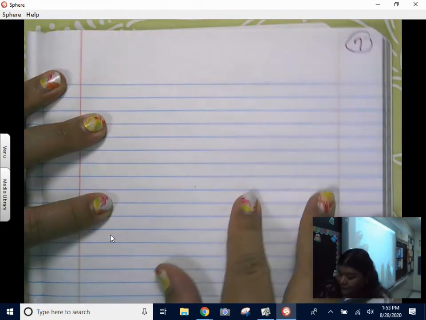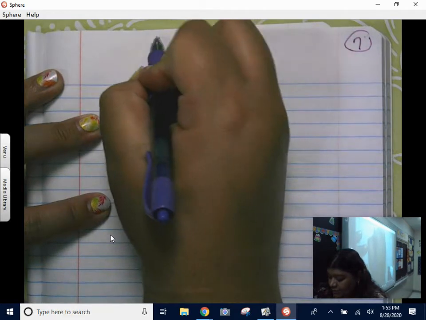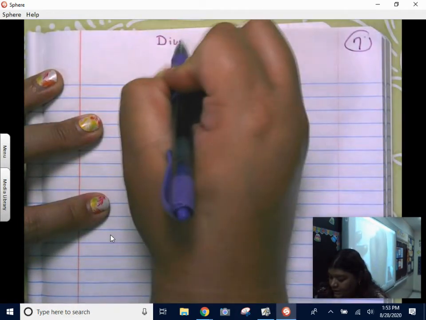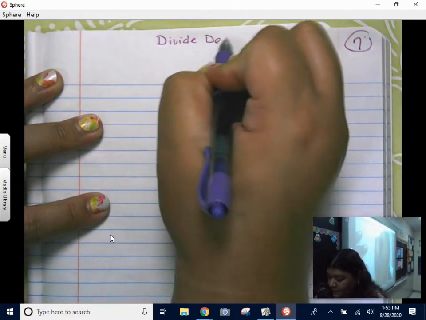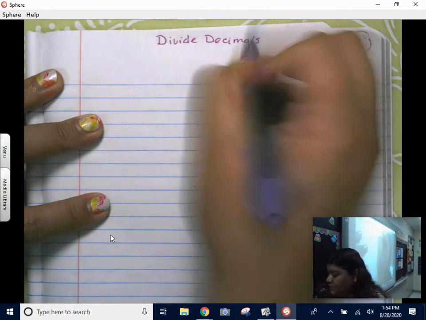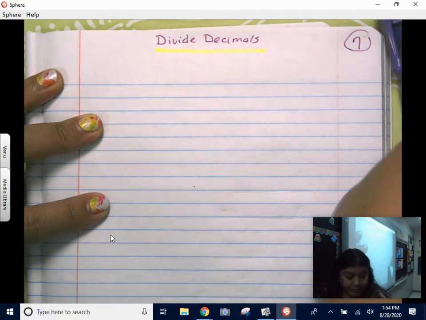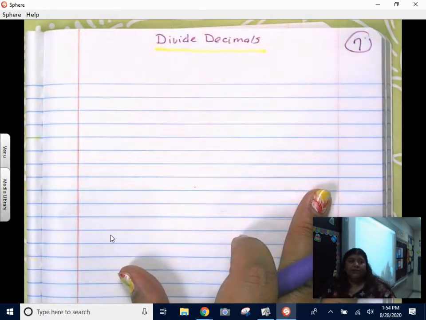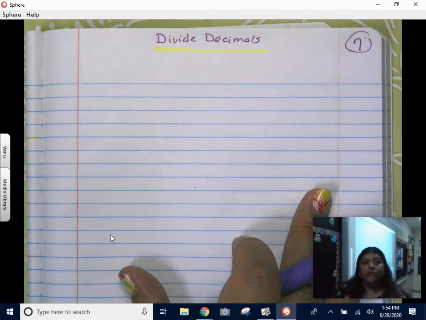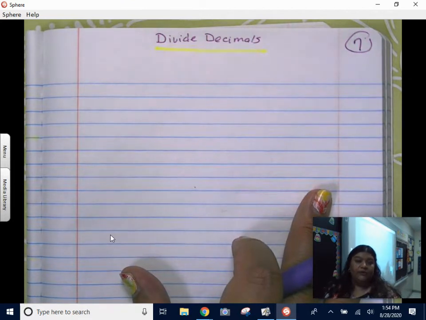So we're on page 7, and the objective for today, like I've been saying, is that you'll be able to divide decimals, okay? You'll be able to divide decimals. Now, before we get into the actual steps of dividing decimals, I want to remind you how to set up your division.